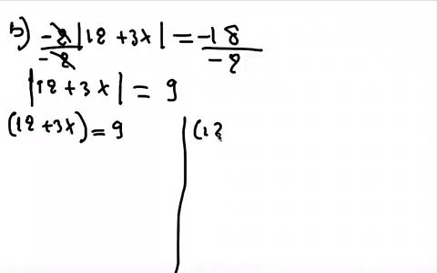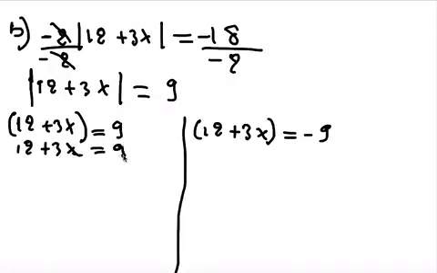Replace: 12 plus 3x is equal to negative 9. Let's do one by one to not get confused. 12 plus 3x, that will be the same thing, is equal to 9. What are we looking for? X. The way to get x, you have to do it step by step. Let's make 3x alone first.